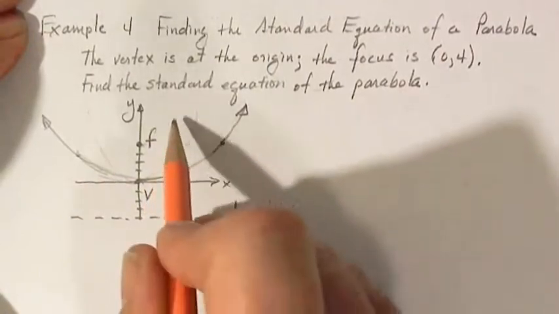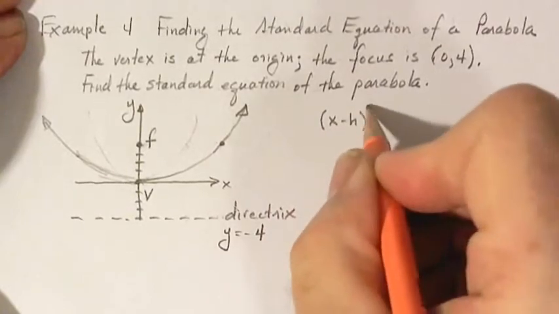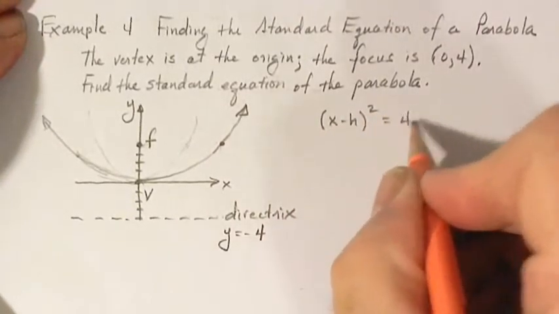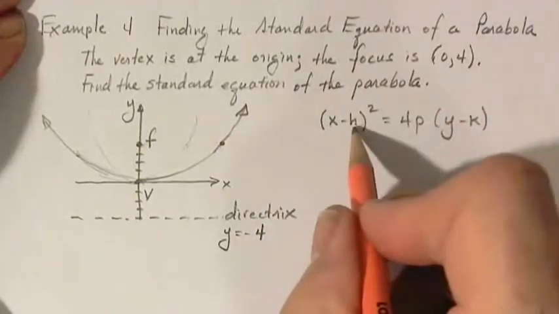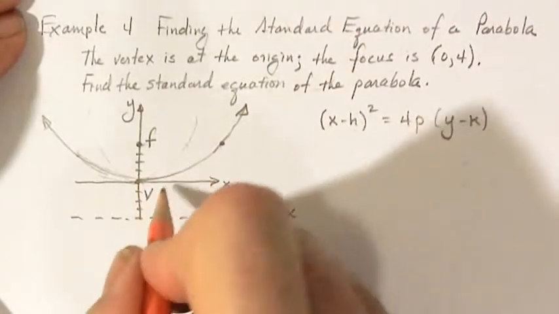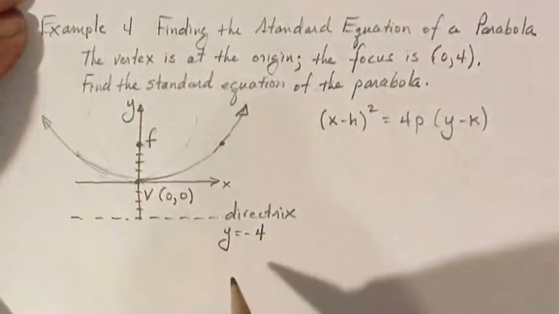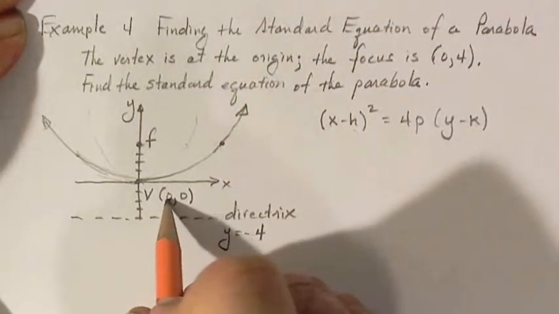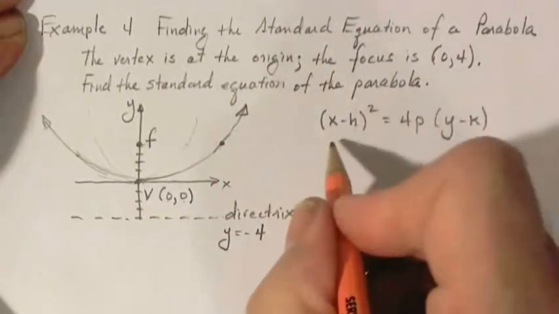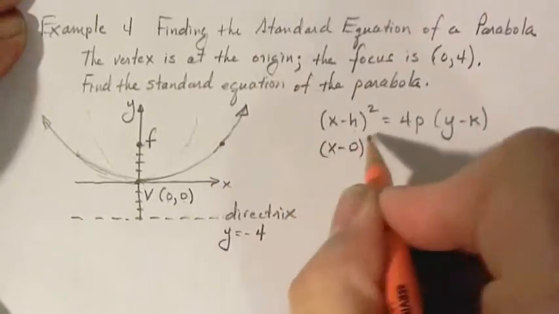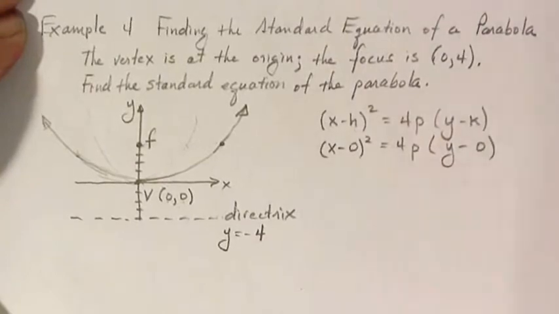Now, since it opens upward, I know the standard form has to look like this: (x - h)^2 = 4p(y - k). And the h and the k come from the vertex. Well, this vertex is at (0, 0). So my x being 0 here, this is the h and this is the k. So I have (x - 0)^2 = 4p(y - 0).